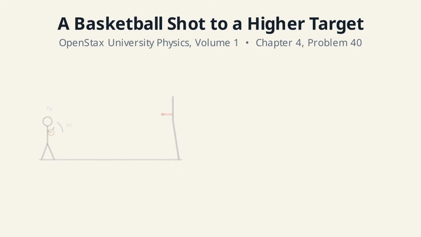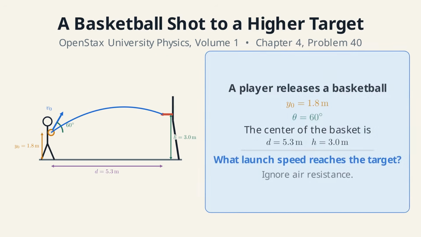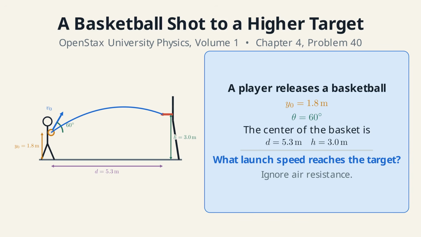Let us solve OpenStax University Physics, Volume 1, Chapter 4, Problem 40. A basketball is released 1.8 meters above the floor at 60 degrees. The center of the basket is 5.3 meters horizontally from the release point and 3.0 meters above the floor. Ignoring air resistance, what initial speed makes the ball pass through that target point?